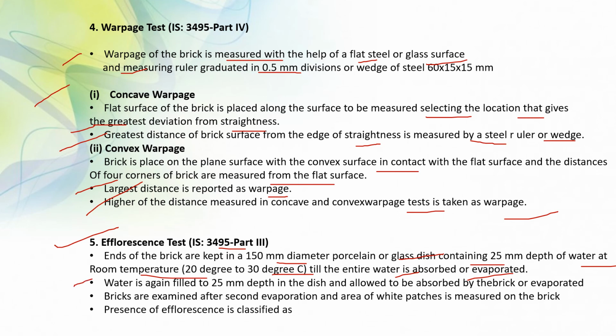Next, water is again filled to 25 millimeter depth in the dish and allowed to be absorbed by the brick or evaporate. Next, the bricks are examined after the second evaporation. The area of white deposit is measured on the bricks. Next, the presence of efflorescence is classified as follows.